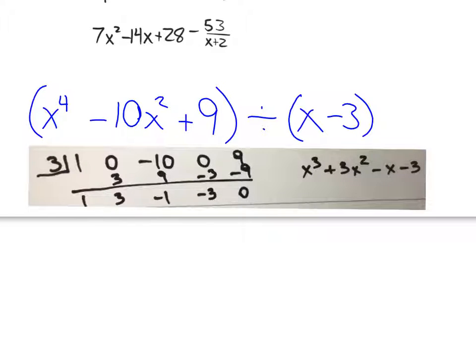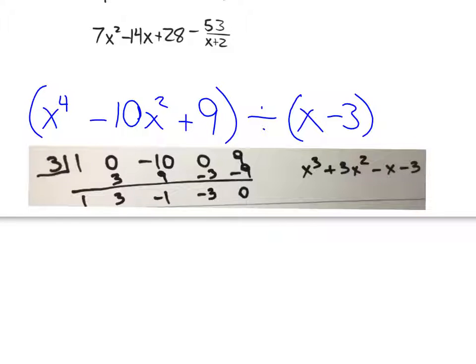So Nadia listed the coefficients here correctly. We were missing the x cubed and the linear term, so she has placeholders in both of those spots. So 1, 0, -10, 0, and 9. We're dividing by x minus 3, so k is positive 3.